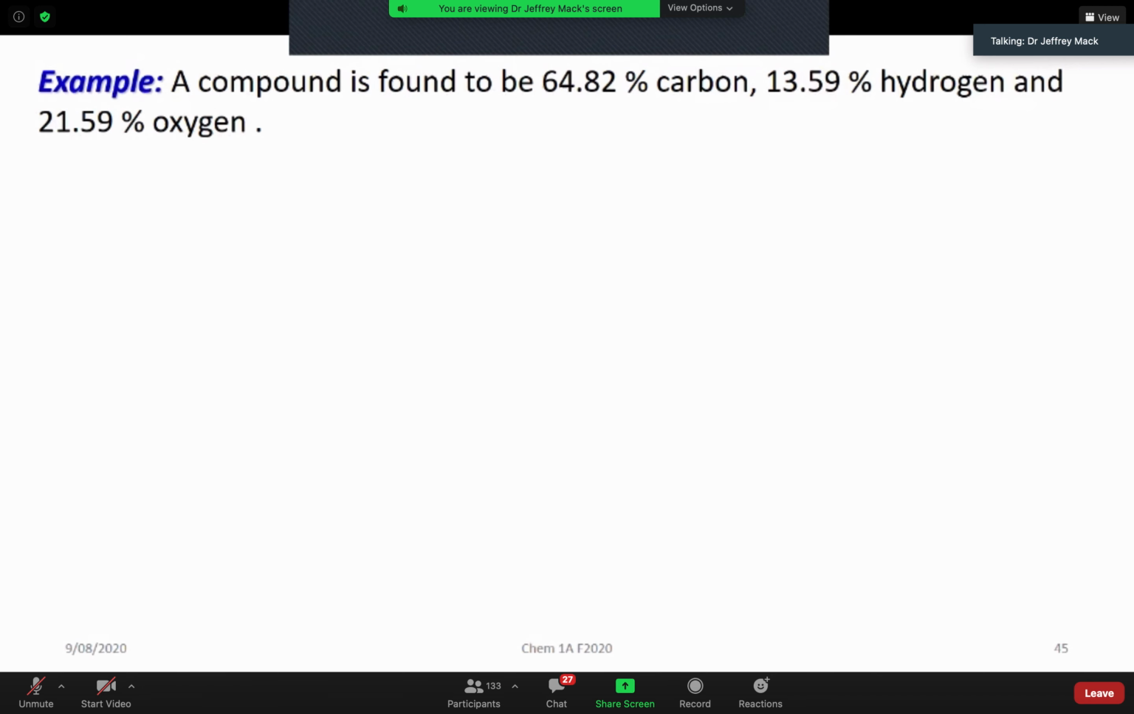It better add up to be 100%. Because once you know each of the elements in terms of their individual percentages, they represent the only components of the chemical compound.